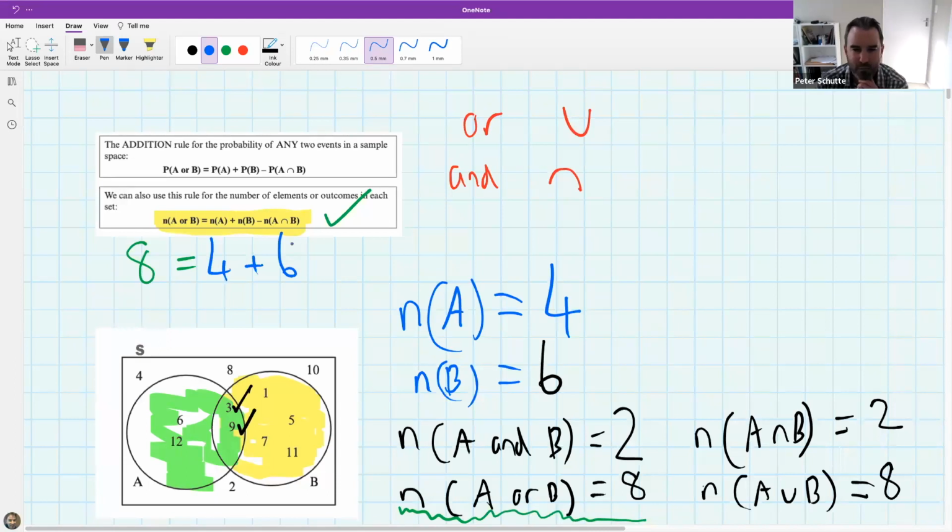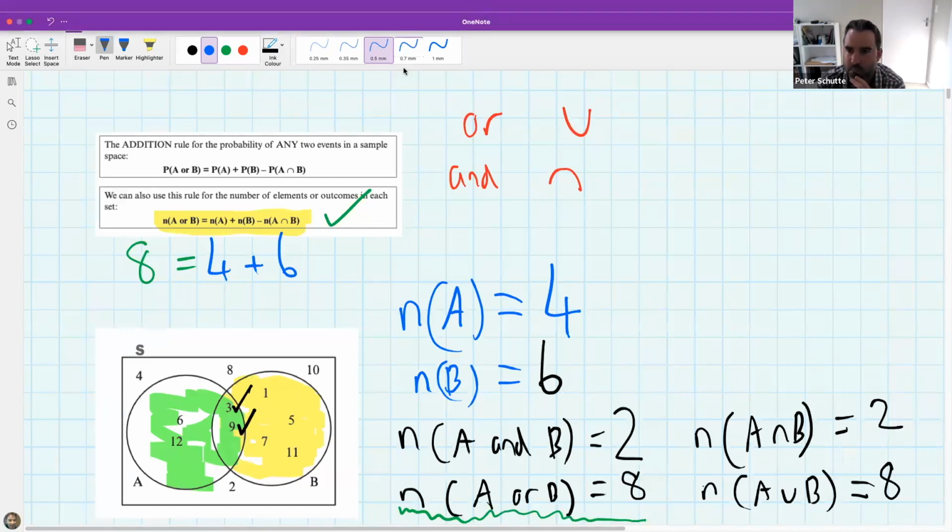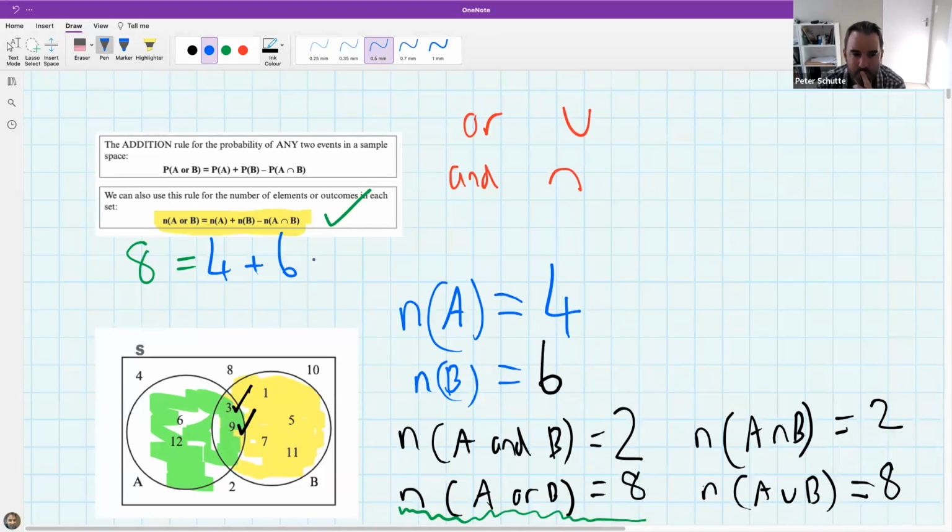This is a tricky question. When I'm adding up how many items in A and how many items in B, why is it bigger than the 8, which is the total number of items inside the circles here? You can put your hand up or you can put it in the chat. There's one little bit we have to do to adjust this.